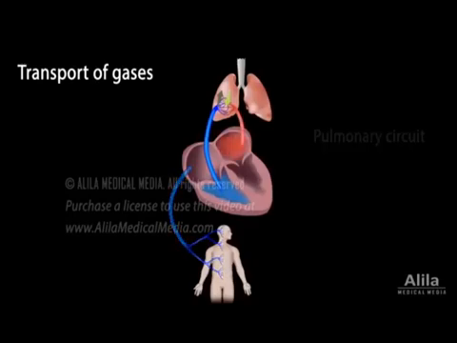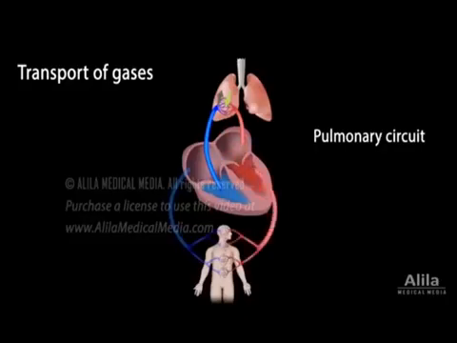Oxygen-rich blood then returns to the left side of the heart. This part of the system is called the pulmonary circuit. The left side of the heart pumps oxygen-rich blood to the body's tissues, where it unloads oxygen and picks up carbon dioxide. The resulting deoxygenated blood again returns to the heart's right side to complete the cycle. This part is the systemic circuit.